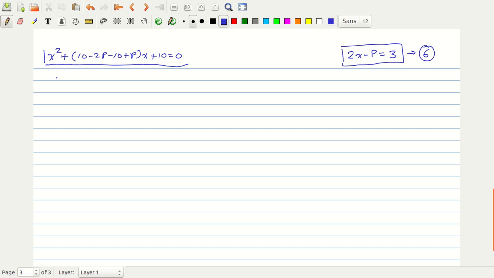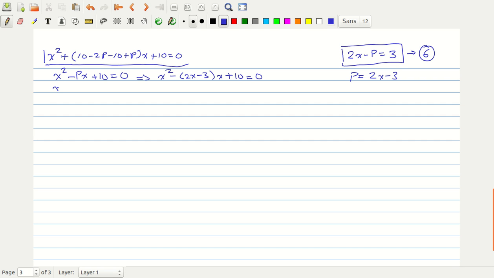So, let us solve this further. So, this becomes x square minus 2p plus p is minus px plus 10 is equal to 0. Now, from here we get p is equal to 2x minus 3. Let us put the value here. So, this implies that x square minus 2x minus 3 times x plus 10 is equal to 0.